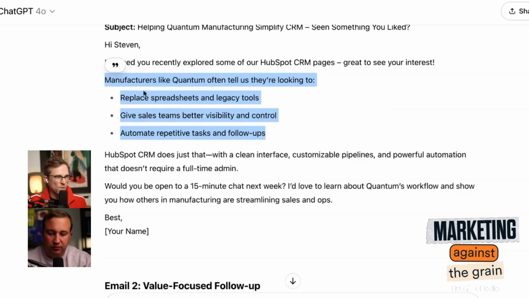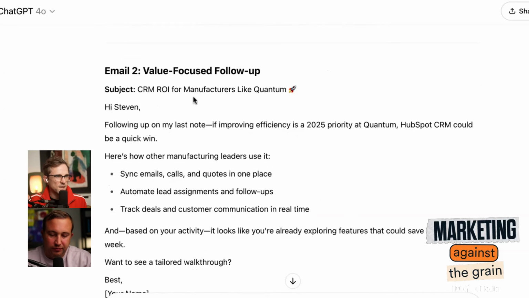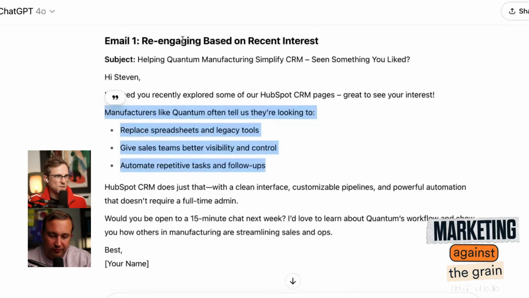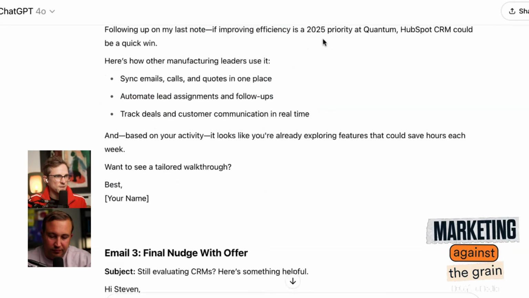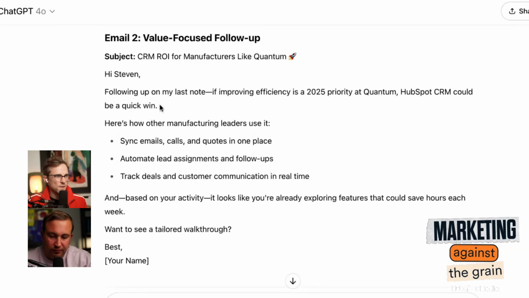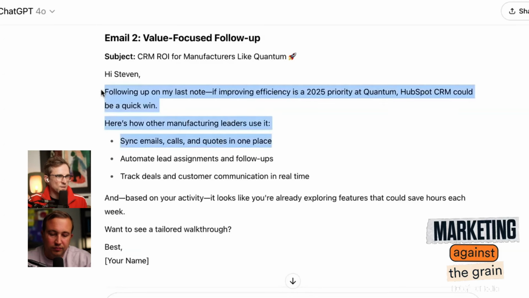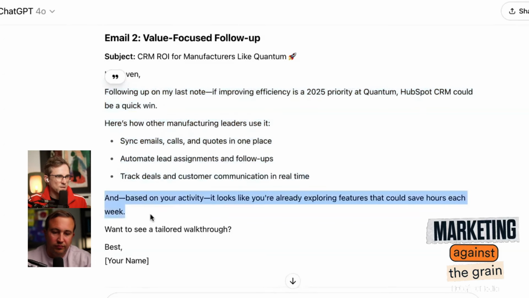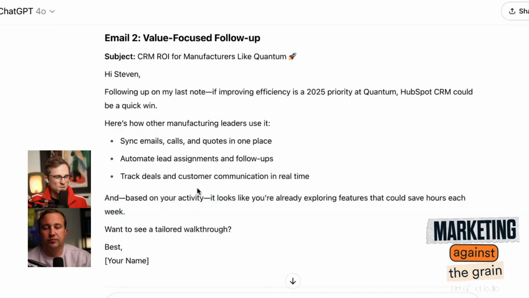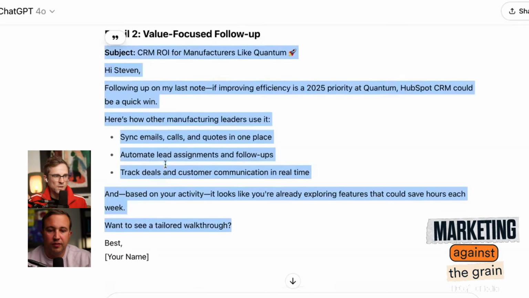Talks about some engagement data in there, some value props in there. Then it will follow up and say, here's a value-focused email. So this one here is a re-engagement based upon recent interest. Let's see what it's done here. Okay, so it gives you some value. Then it says here, based on your activity, it looks like you're already exploring features that could save hours a week. So again, it does speak to the engagement data that we're capturing. The more you can contextually reference things that the person is doing, I will tell you, the better your emails will convert. 100%. We have seen that.